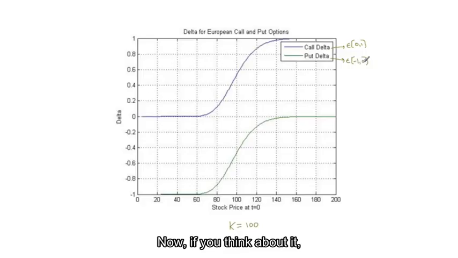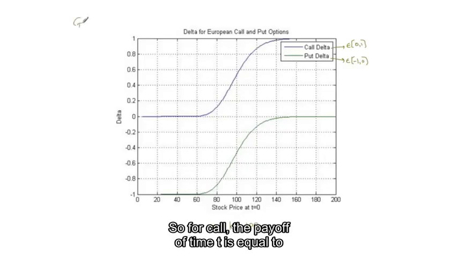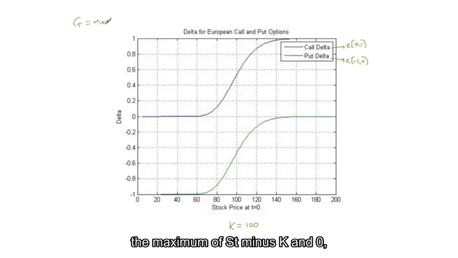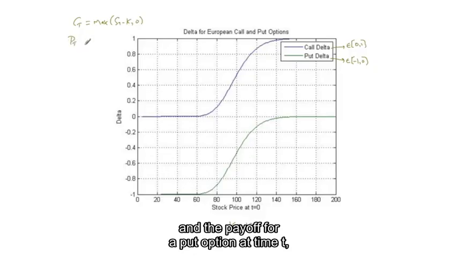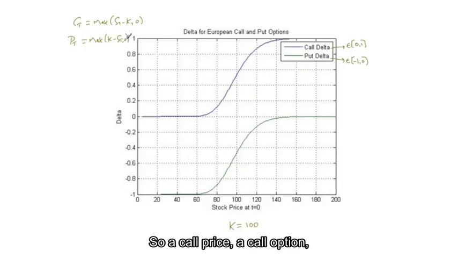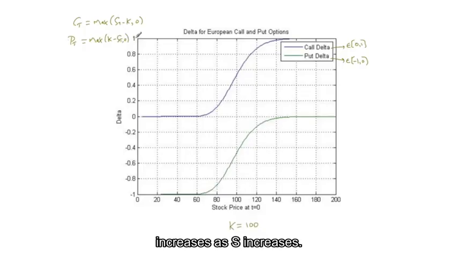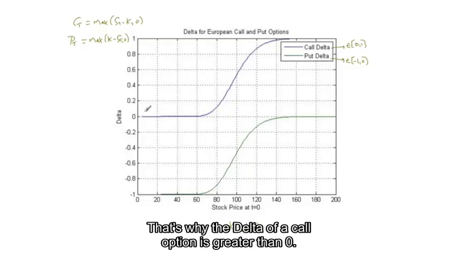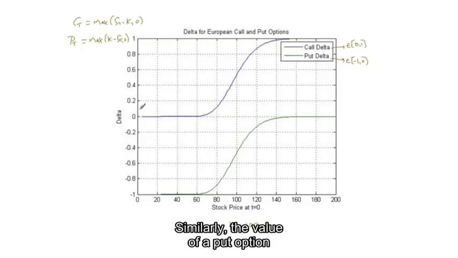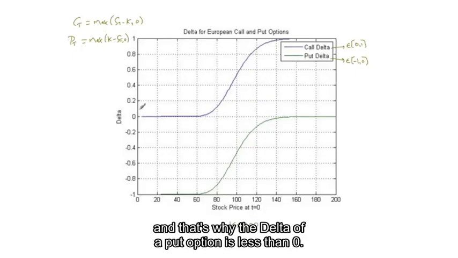Now, if you think about it, this makes sense, because the payoff for a call option at time t is equal to the maximum of S_t minus K and 0, and the payoff for a put option at time t is equal to the maximum of K minus S_t and 0. So the value of a call option clearly increases as S increases, and that's why the delta of a call option is greater than 0. Similarly, the value of a put option will increase as S decreases, and that's why the delta of a put option is less than 0.